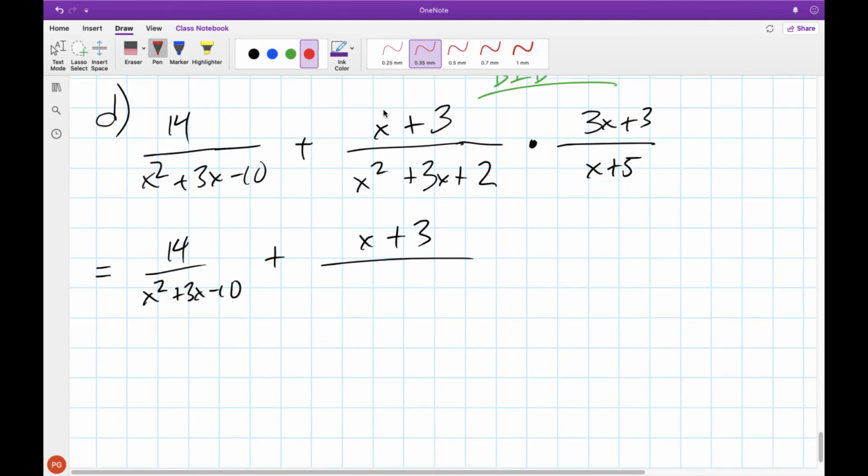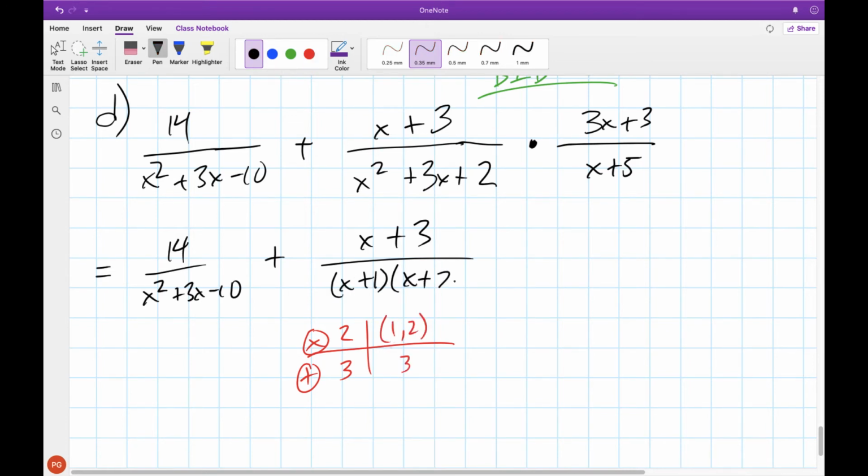There's nothing we can do to the top part of our fraction here, but this bottom part we can factor. We want two numbers that multiply to 2, add to 3. 1 and 2 work, which tell us that our factors are x plus 1 and x plus 2. Over here, we can factor out a common factor of 3, and here we go. We see we've got a factor of x plus 1 on the top and the bottom we can cancel out, and now we can multiply through with the rest.